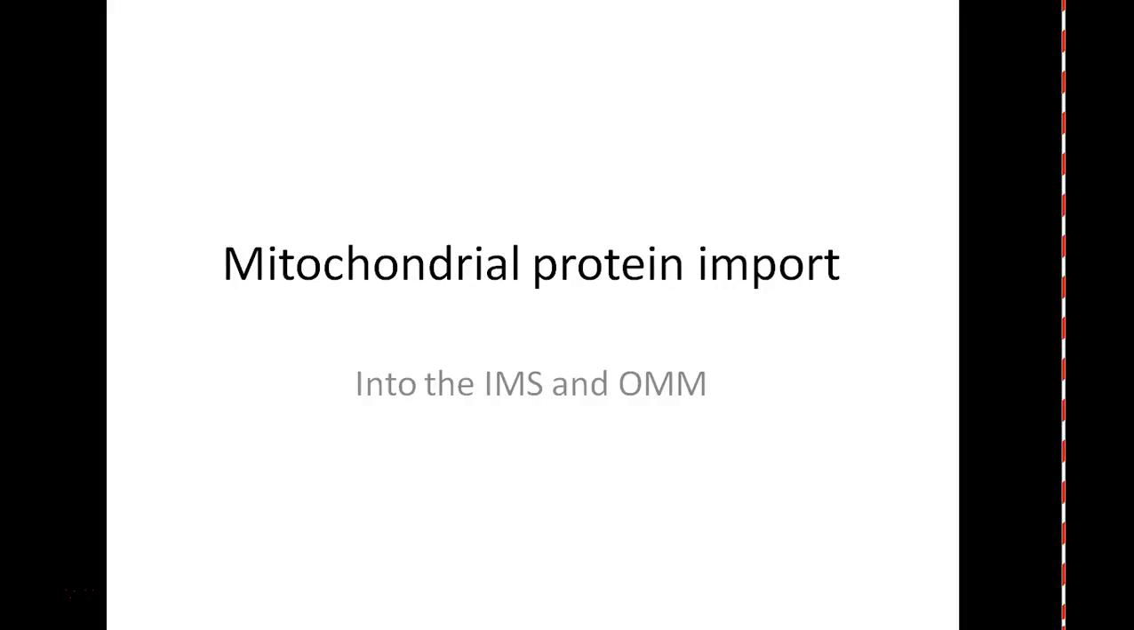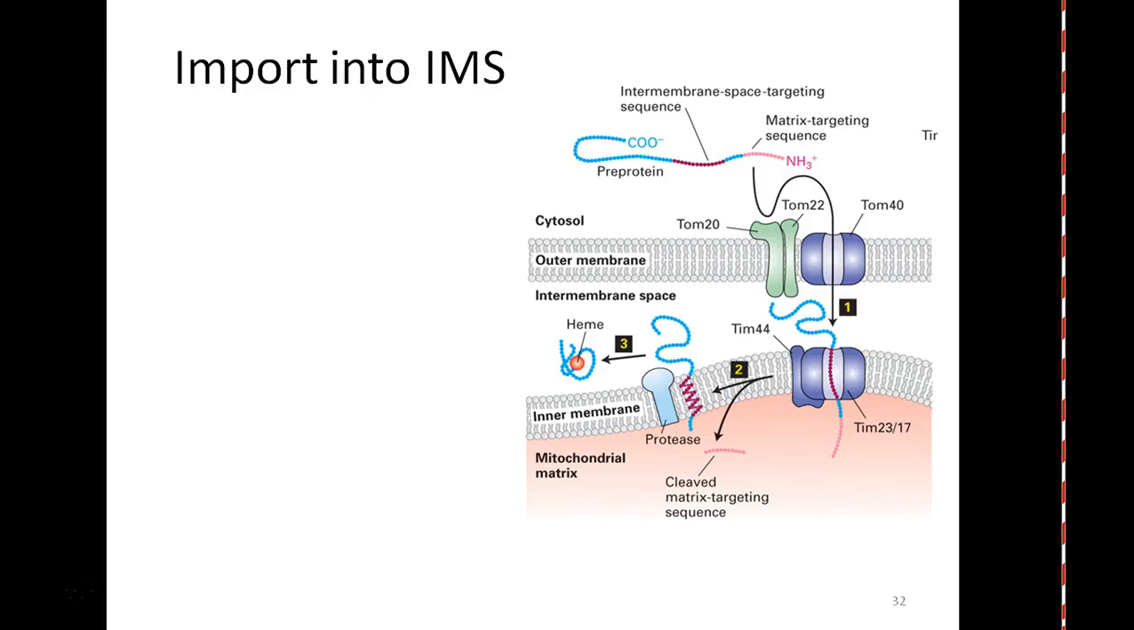So now we'll talk about import into the intermembrane space and finally the outer membrane. So intermembrane space, what do we have here? The strategy here is that for the protein to go to the intermembrane space, it has to have this intermembrane space targeting sequence. So just make sure you remember that.